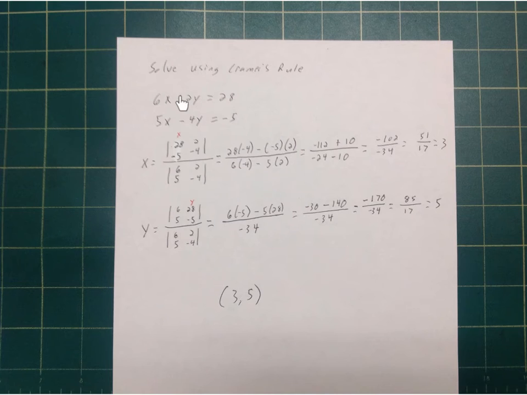You could check that, if you put 3 and 5 in here, you will get 28. Put 3 and 5 here, you'll get negative 5.